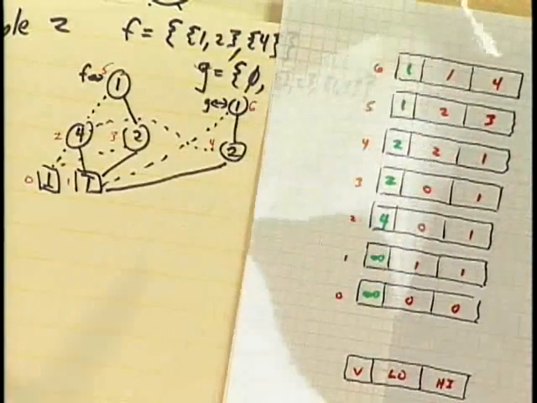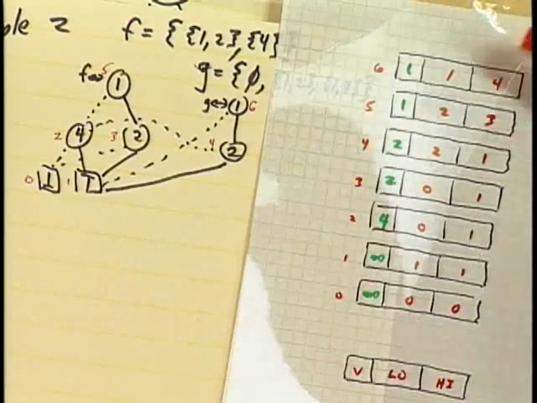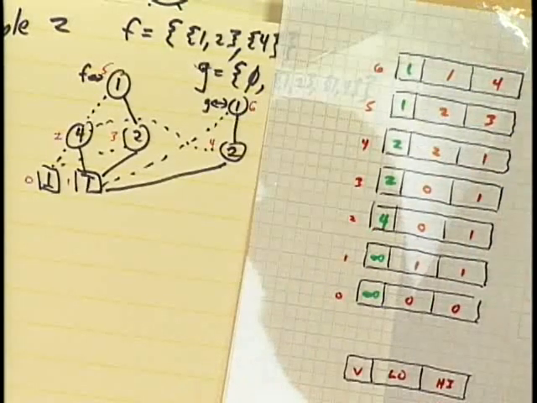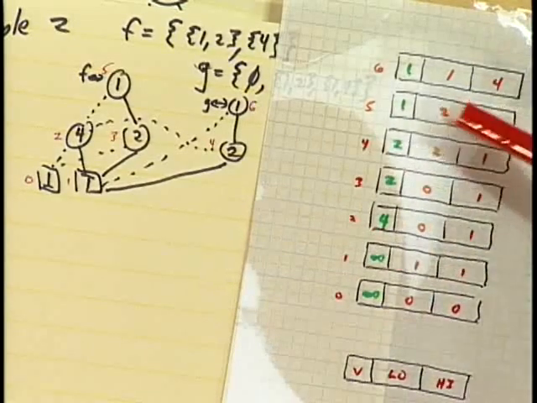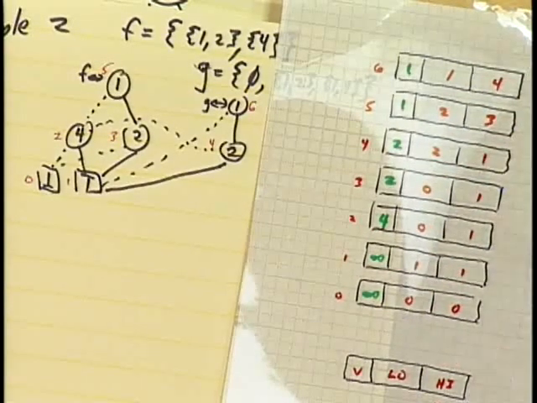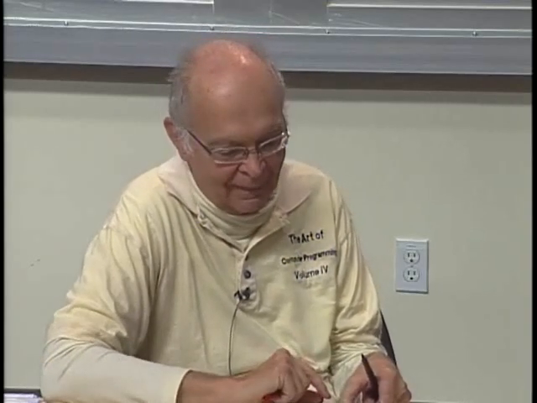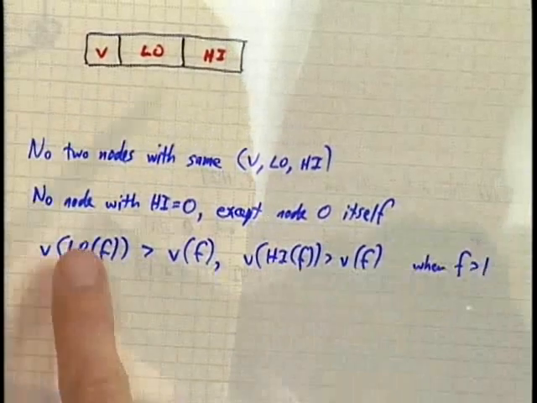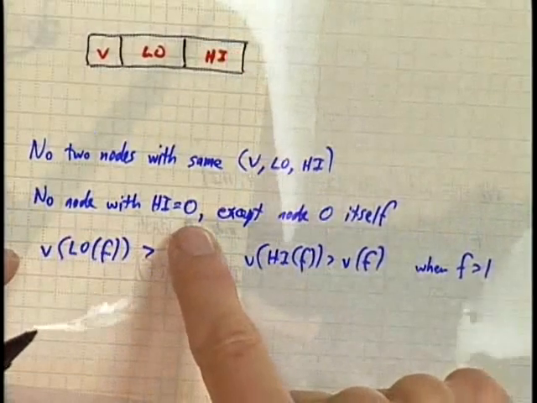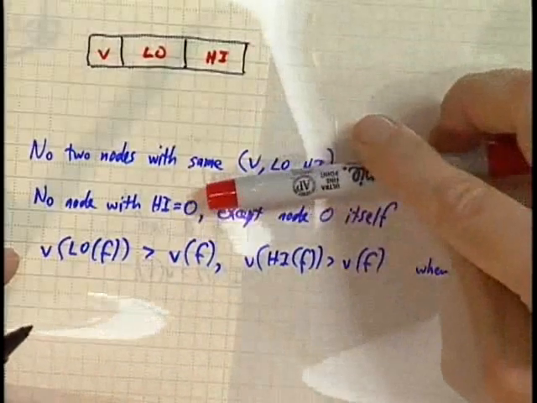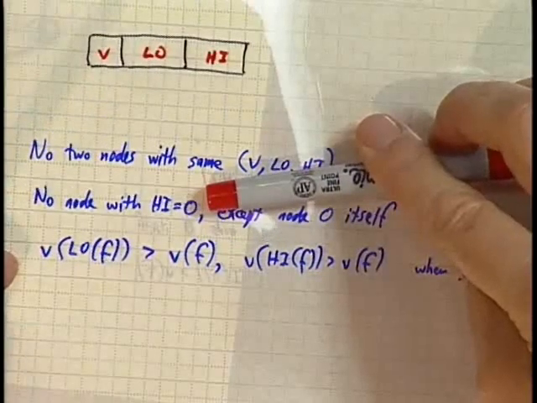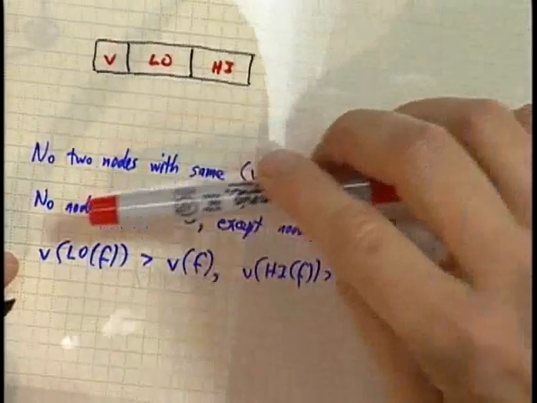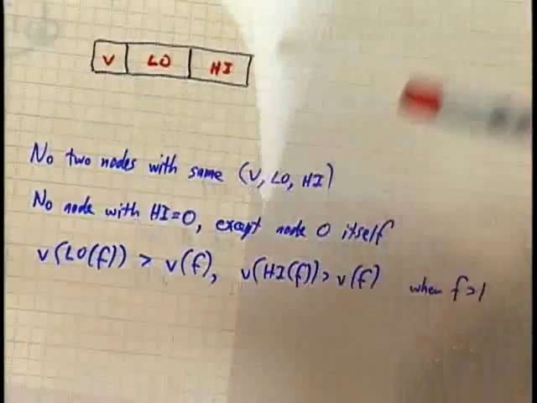All right. So this is the way it looks inside the computer. There's also a hash table to keep track, so that if somebody later wants to make a node, we can check whether we've already got it. So there's this law here: no two nodes have the same triple V, low, and high. Furthermore, there's no node that has high equals 0. This is an important point. This is why Minato called them zero suppressed BDDs in the first place. You never have high equals 0 except node 0 itself here.